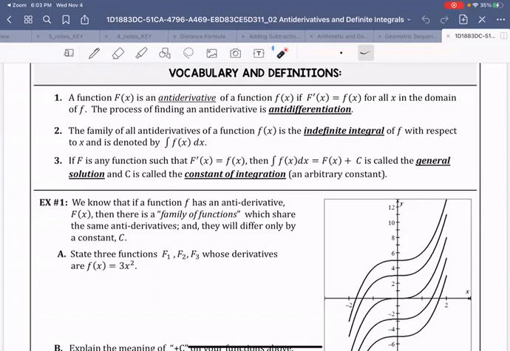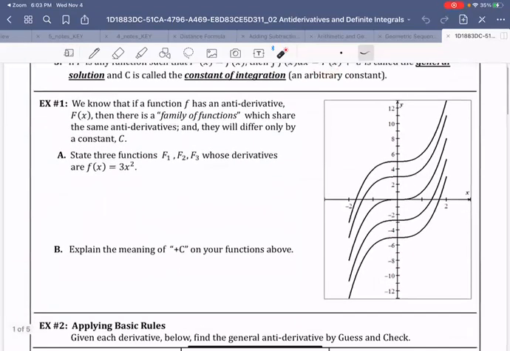So if f prime x, the derivative of this guy, is lowercase fx, then the antiderivative of lowercase fx is the capital case Fx. This is just saying, hey, this guy's derivative is this. If you want to get this guy, you go to the original, capital case Fx.